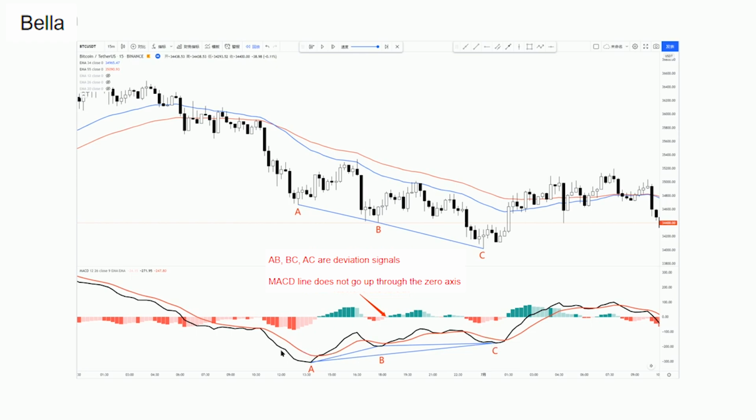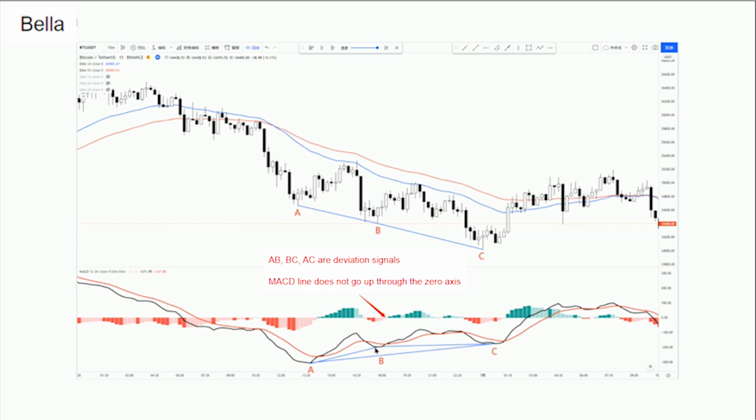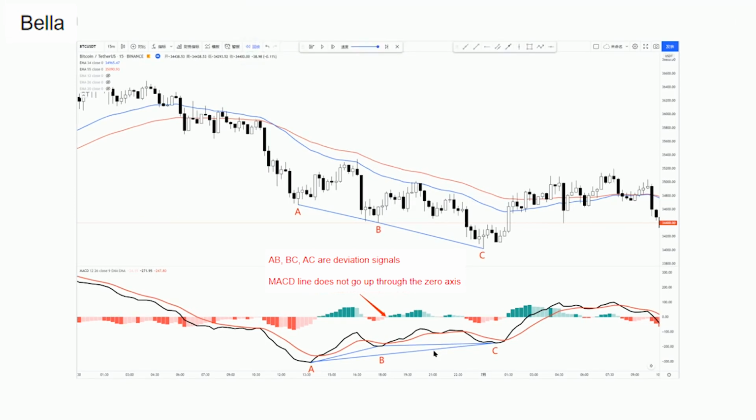The commonly used MACD divergence signals are divided into MACD line divergence and energy column divergence. No matter what kind of divergence you look at, a big premise is that the MACD line, this black line, can't cross the zero axis. This is very important, but a lot of people don't know that. If you look at this example in the chart below, whether it's AB, BC or AC, they're diverging: the low of the price is going down but the low of the MACD line is going up. Let's say that the MACD line represents the kinetic energy, and that's the divergence between the price and the kinetic energy, meaning the trend energy may not be enough.